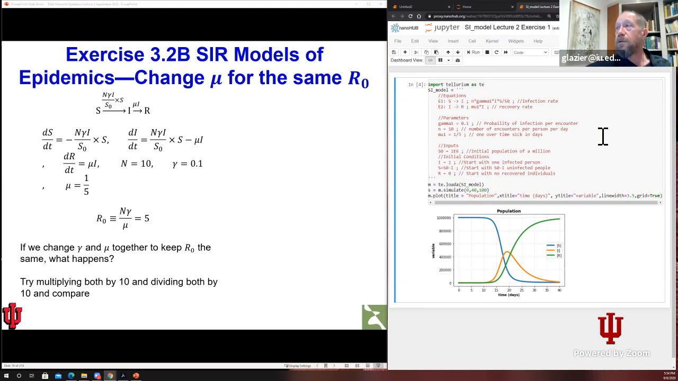So if I were to multiply gamma by 10 and multiply mu by 10, do I change R naught? No, I keep R naught the same. So I expect then, should things change in my simulation or not? What do you think will happen? So this is a tiny exercise, but why don't you try it? Why don't you try multiplying gamma and mu by 10, keeping R naught the same, and seeing what happens. And then for good measure, divide them both by 10 and see what happens. And run it again.